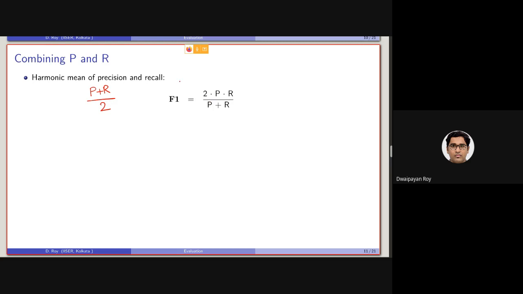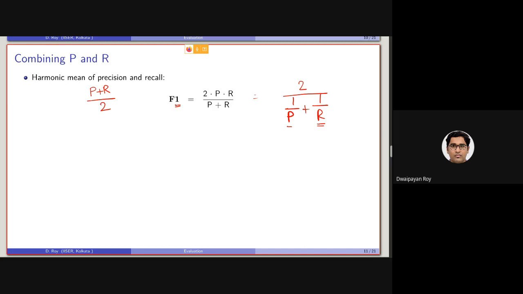So here, the harmonic mean will be basically, as there are 2 components, 2 by 1 by P plus 1 by R, which will be basically 2PR by P plus R. Okay. And this is called the F measure. And as we are considering the contribution of P and R equally, it is called the F1 measure.